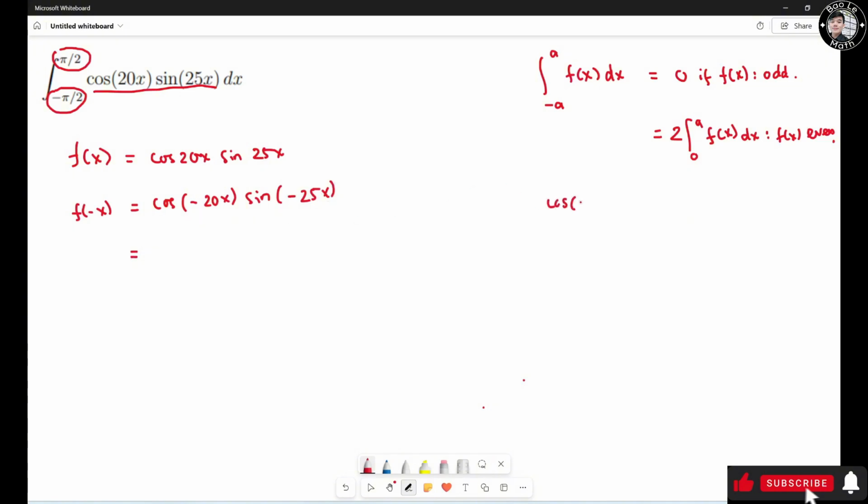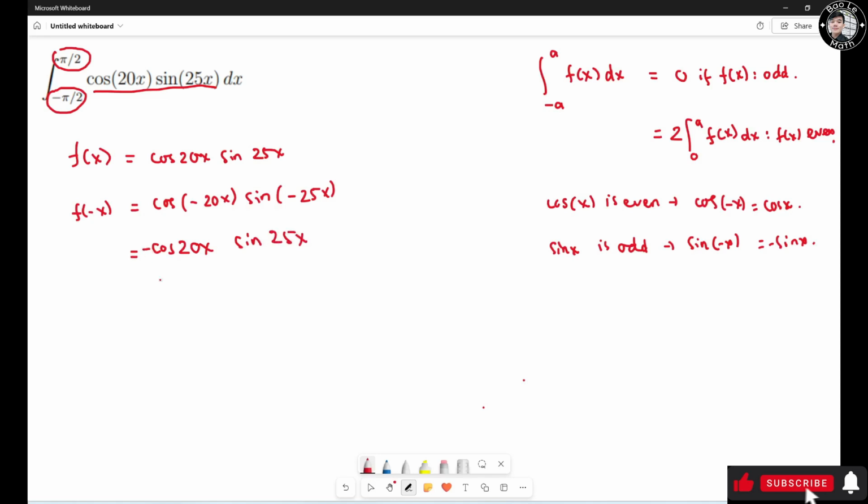Now cosine of s is even, so cosine of negative s equals cosine of s. Sine of s is odd, so sine of negative s equals negative sine of s. So this factor turns out to be cosine of 20s because the cosine function is even, and this one becomes negative sine of 25s, so I put a negative sign in the front.